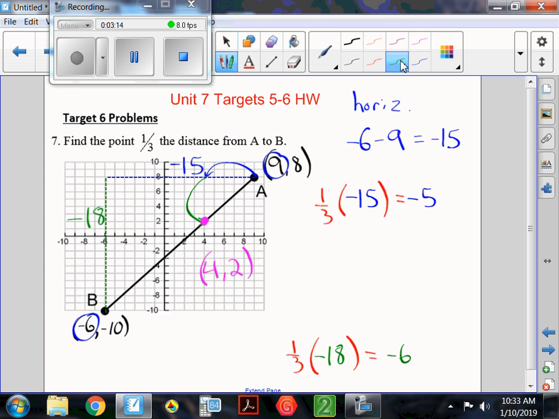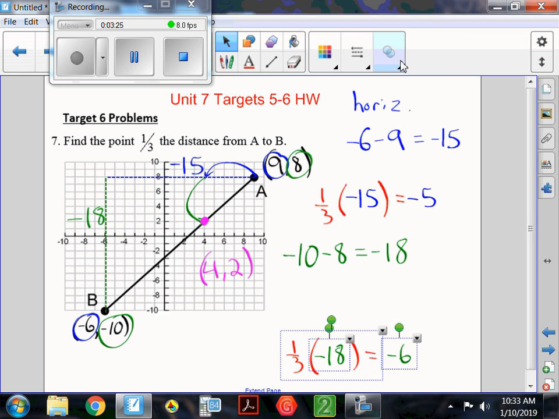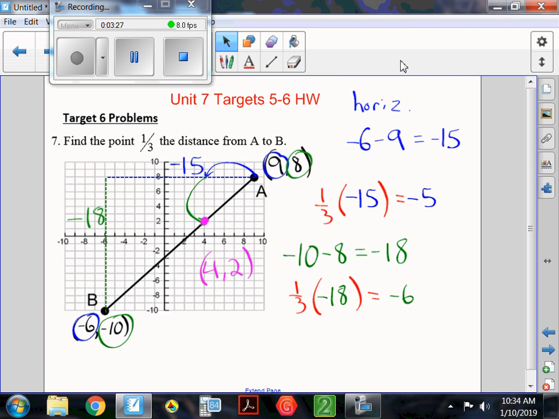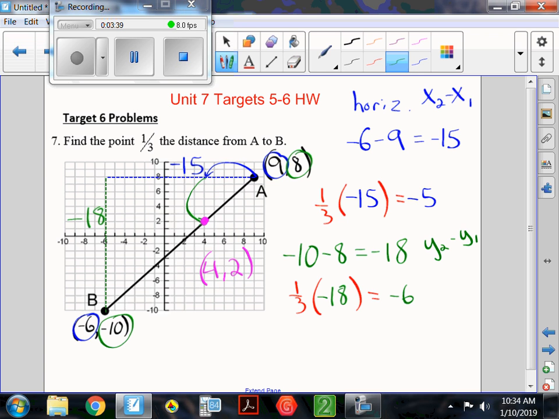For the vertical distance, I'm going to do y2 minus y1. -10 minus 8 is -18. Then I would do 1/3 of -18 and get -6. So I'm still getting the same values, but I'm doing it using x2 minus x1 and y2 minus y1. The y2 is coming from the B, the y1 is coming from the A, the x2 is coming from the B, the x1 is coming from the A. It's not necessarily A and B that matters, but it's the point that you're stopping at or going to.